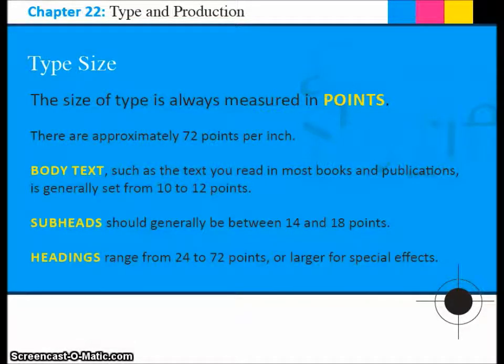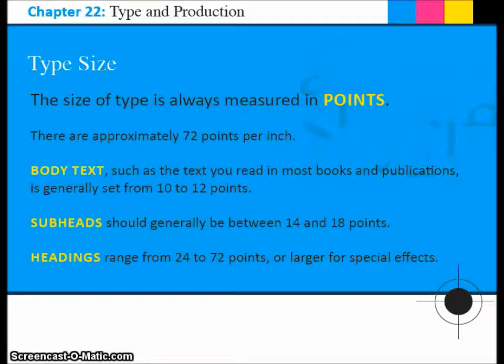As far as type size goes, it's measured in points. There are approximately 72 points per inch, if that gives you an idea. There's a lot more information in the book about it, using the pica rulers and point rulers to show you ideas behind that, but because of time, I didn't include a lot of that.